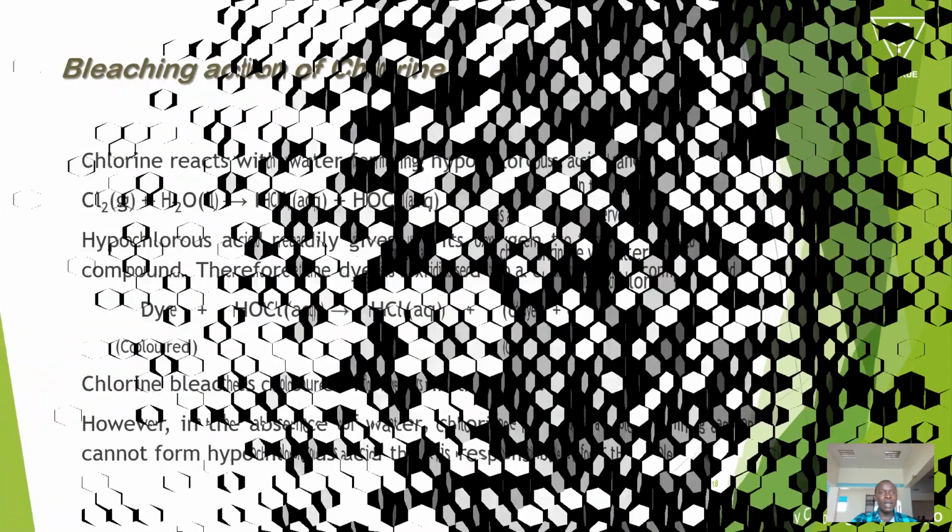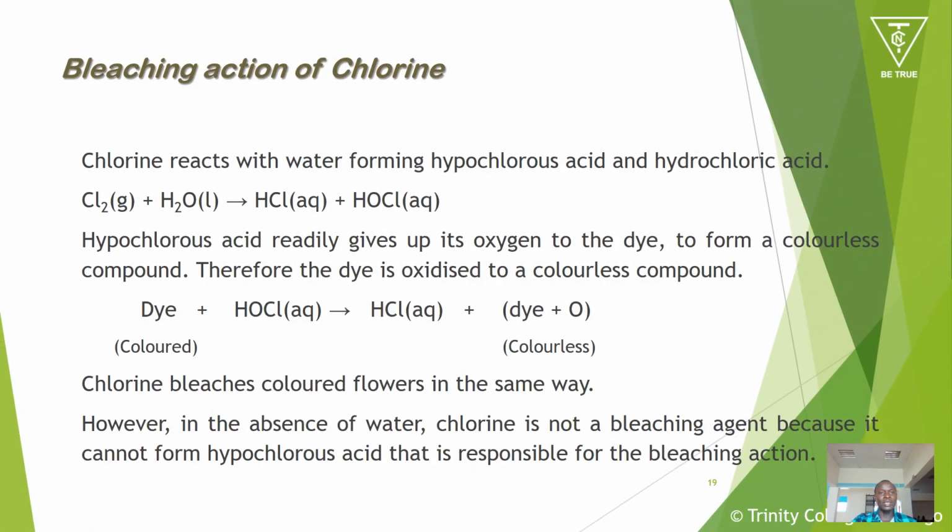Now, how does chlorine bleach? Chlorine reacts with water, forming hypochlorous acid and hydrochloric acid, as we have already seen. Now, if you bring a dry flower or a moist blue litmus paper and put it in a gas jar full of chlorine, the moist blue litmus paper will first turn red and then finally turn white, or it will be bleached.